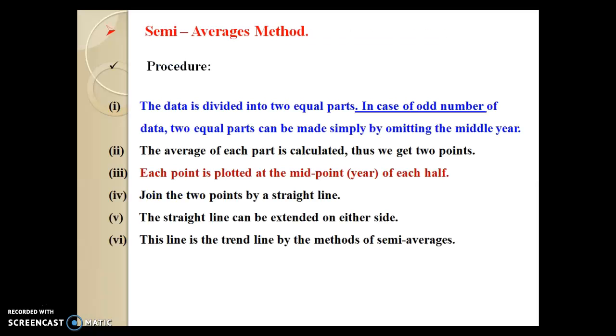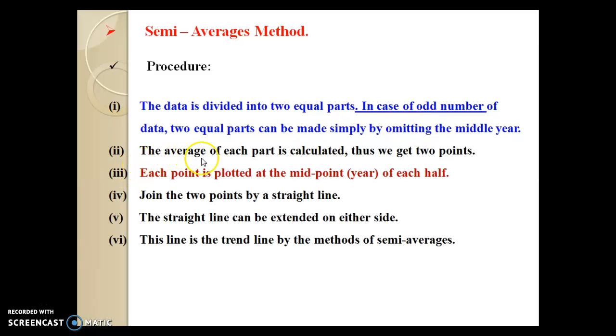Next method, the semi-average method. These are the procedure. In the semi-average method, the data is divided into two equal parts. In case of odd number of data or years, two equal parts can be made simply by omitting the middle year.